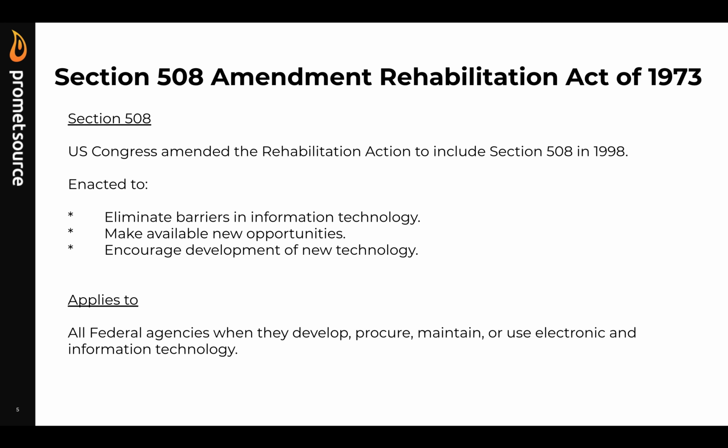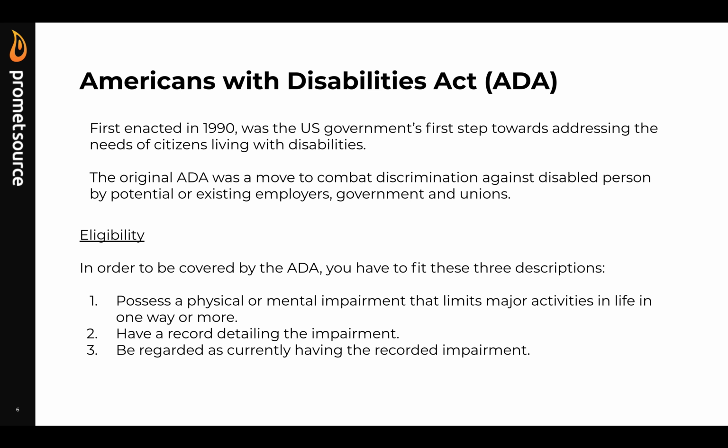The Rehabilitation Act was amended by Congress in 1998 to include Section 508. Section 508 was enacted to eliminate barriers in information technology, make available new opportunities, and encourage the development of new technologies. It applies to all federal agencies when they develop, procure, maintain, or use electronic and information technology.